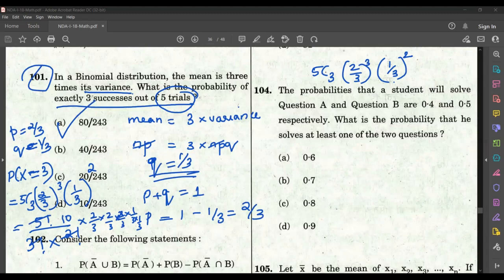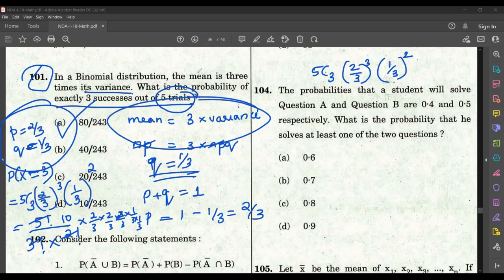So P and Q you will get from the first relation. Then once you get it, it is just writing P of X equal to 3. Applying that equation, you will get the answer. So the answer is 80 by 243.